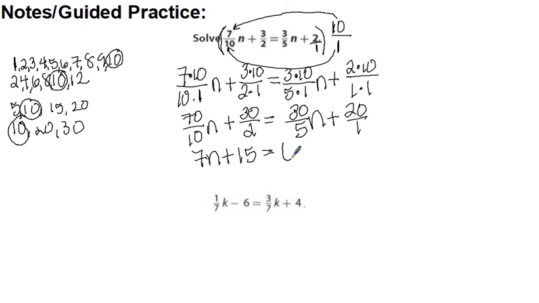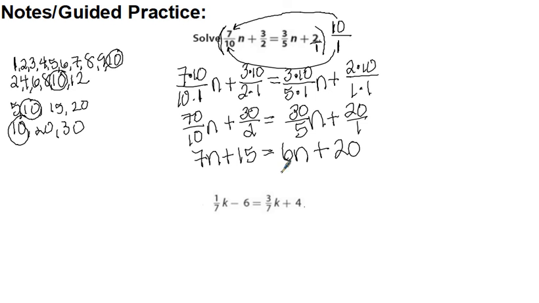30 divided by 5 is just 6n. And 20 divided by 1 is just 20. Look at that, the fractions are gone. I promised you the fractions would go away. And now we can solve it like we have in 7-1.